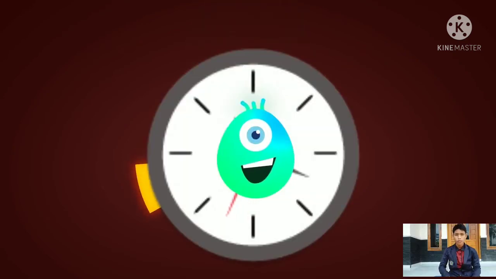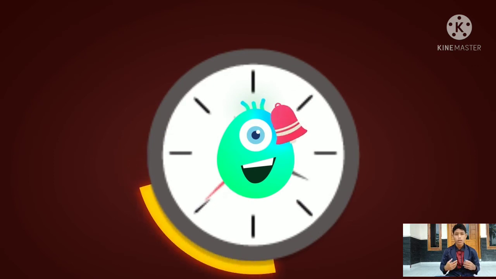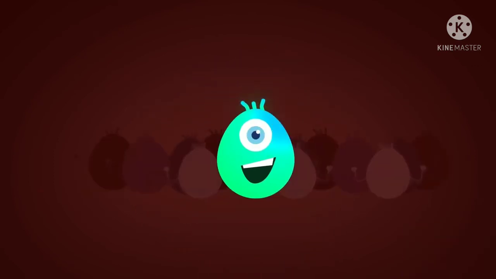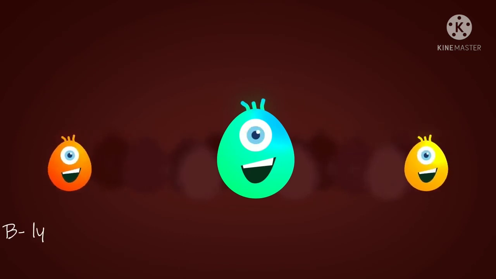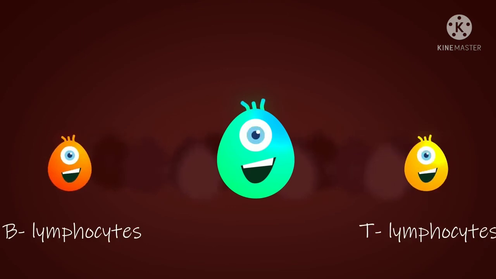While the lymphocytes fight the pathogens that enter the body, they are divided into two divisions, namely B lymphocytes as searchers for pathogens and T lymphocytes as soldiers in the war against pathogens.